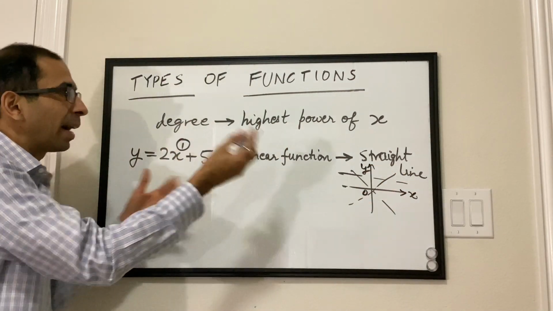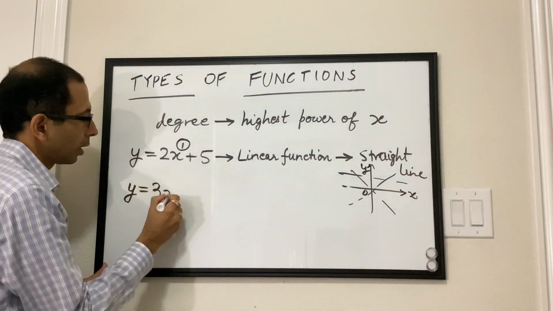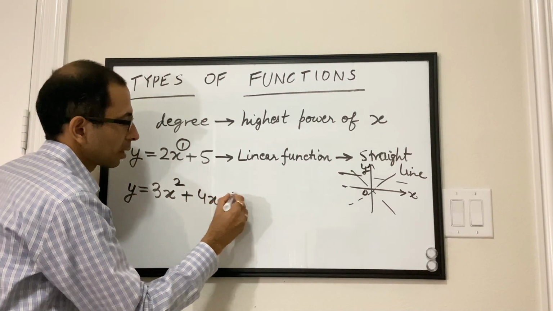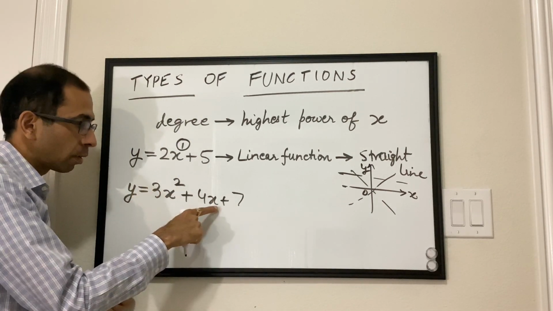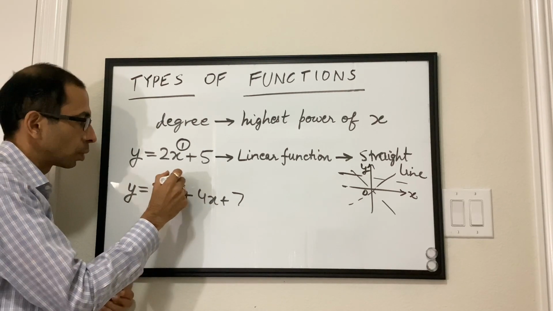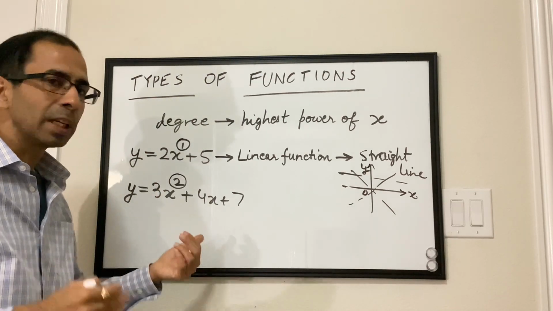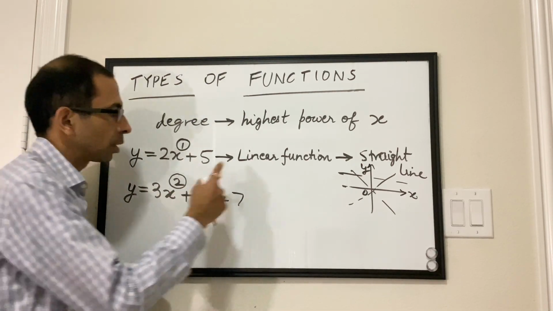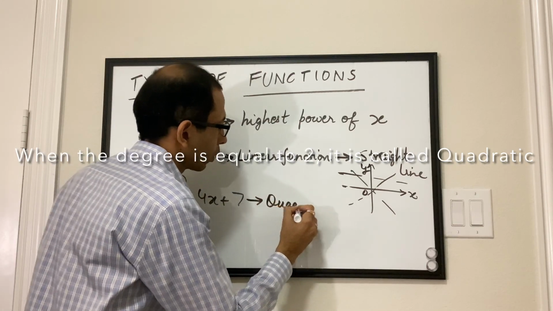Similarly, if the highest power of x is 2, let's say y is equal to 3x square plus 4x plus 7. Let's say I'm just making it up. The highest power of x is 2 here, because the power of this term is 1. The power of x here is 2. So this becomes the highest power. When the highest power of x is 2, it means that the degree of the function is 2. And a 2-degree function is called a quadratic function. It's just a name. It's called a quadratic function.